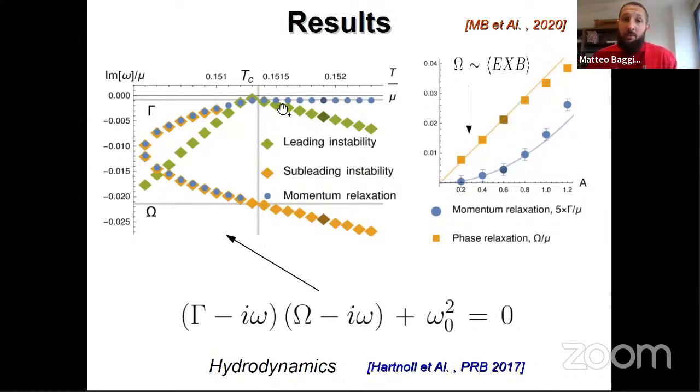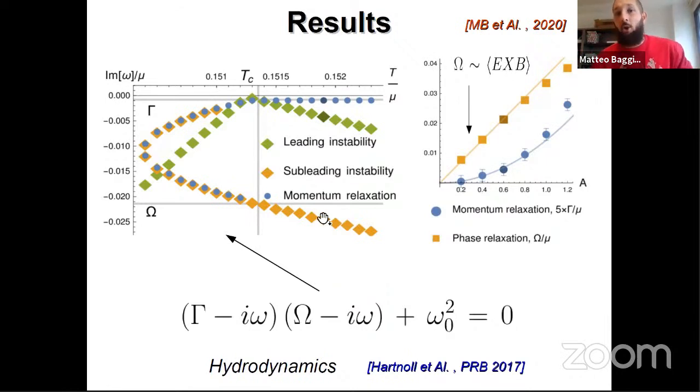Now, what you see is that when you go below the critical temperature in the broken phase, things start to interact together, and you get a picture which is exactly in agreement with the hydrodynamic prediction of Arnold and collaborators, and is exactly the same one that we see in the homogeneous model. So this means that, of course, in the homogeneous model, you don't have access to this instability because there's no homogeneous instability. But once you are in the broken phase, the system is exactly the same, whether it's homogeneous or inhomogeneous.